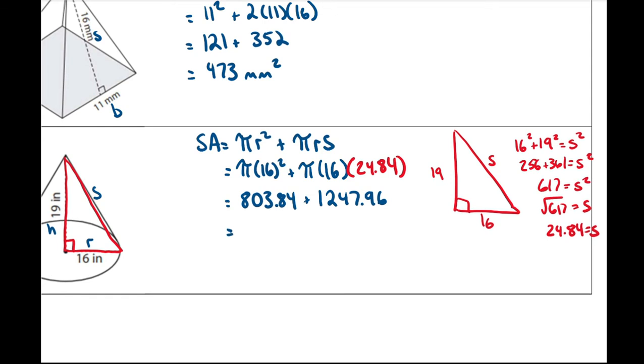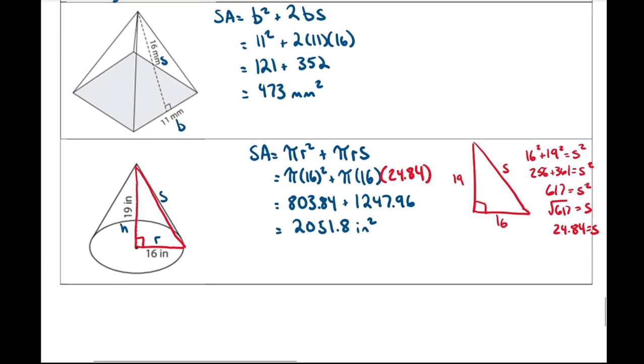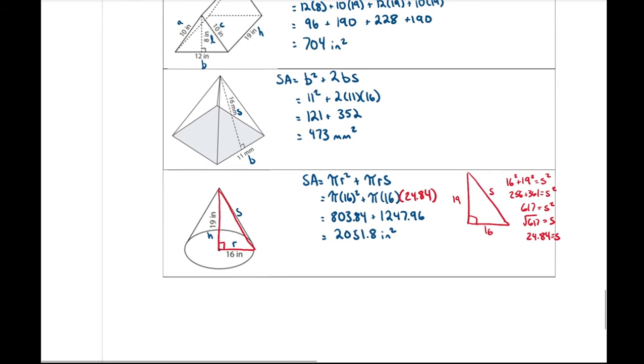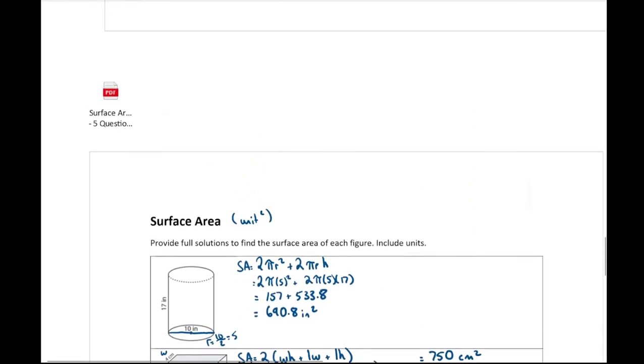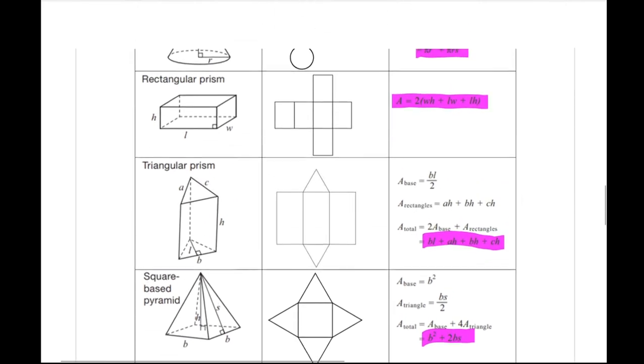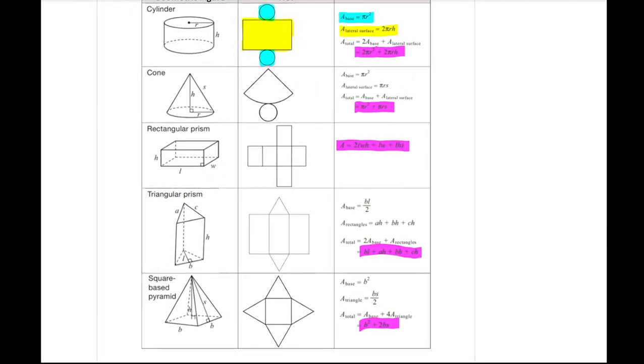1247.96, and then adding it all together, 803.84 plus 1247.96, we get 2051.8 inches squared. So again, we did have to do a small calculation of Pythagorean theorem before we were actually able to calculate the surface area. And it does help that when we're going through and actually trying to solve these surface area questions, that we're labeling our sides based on the images we see in the formula sheet, because then it's clear what numbers we have to substitute in to solve the actual equation.